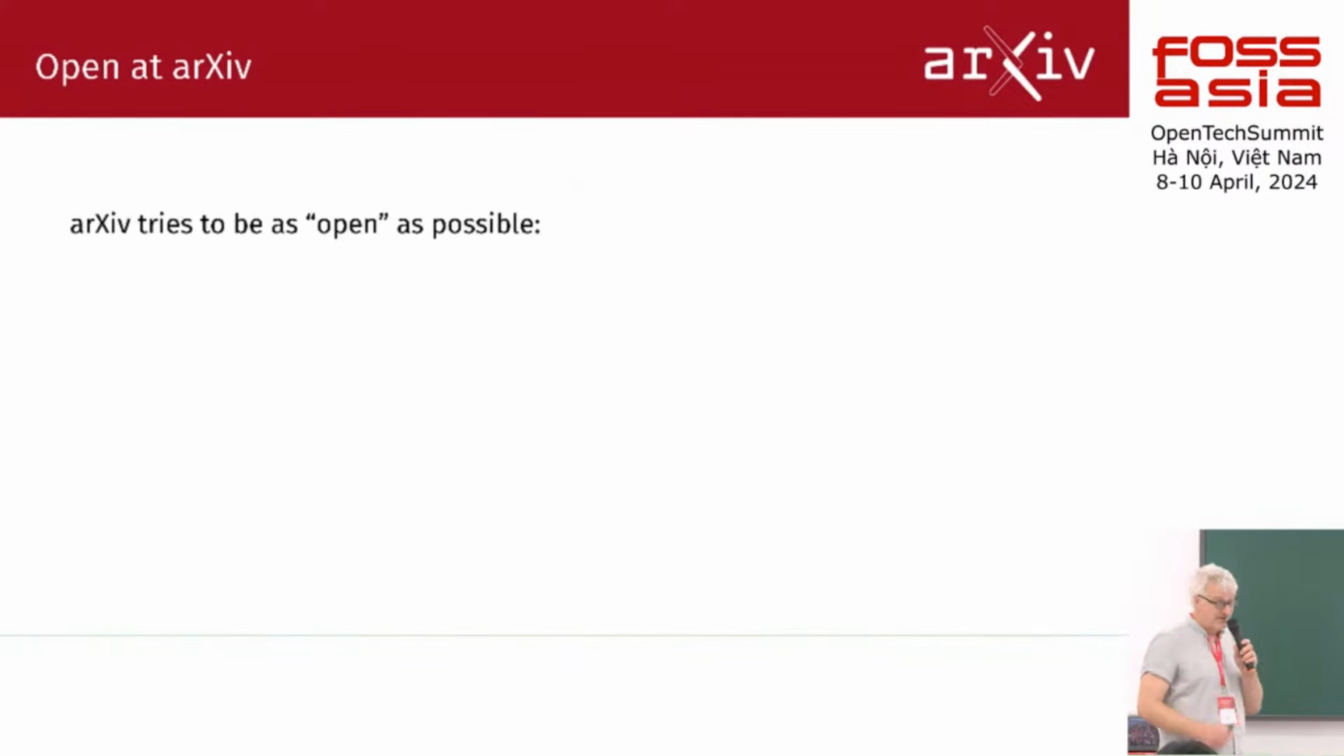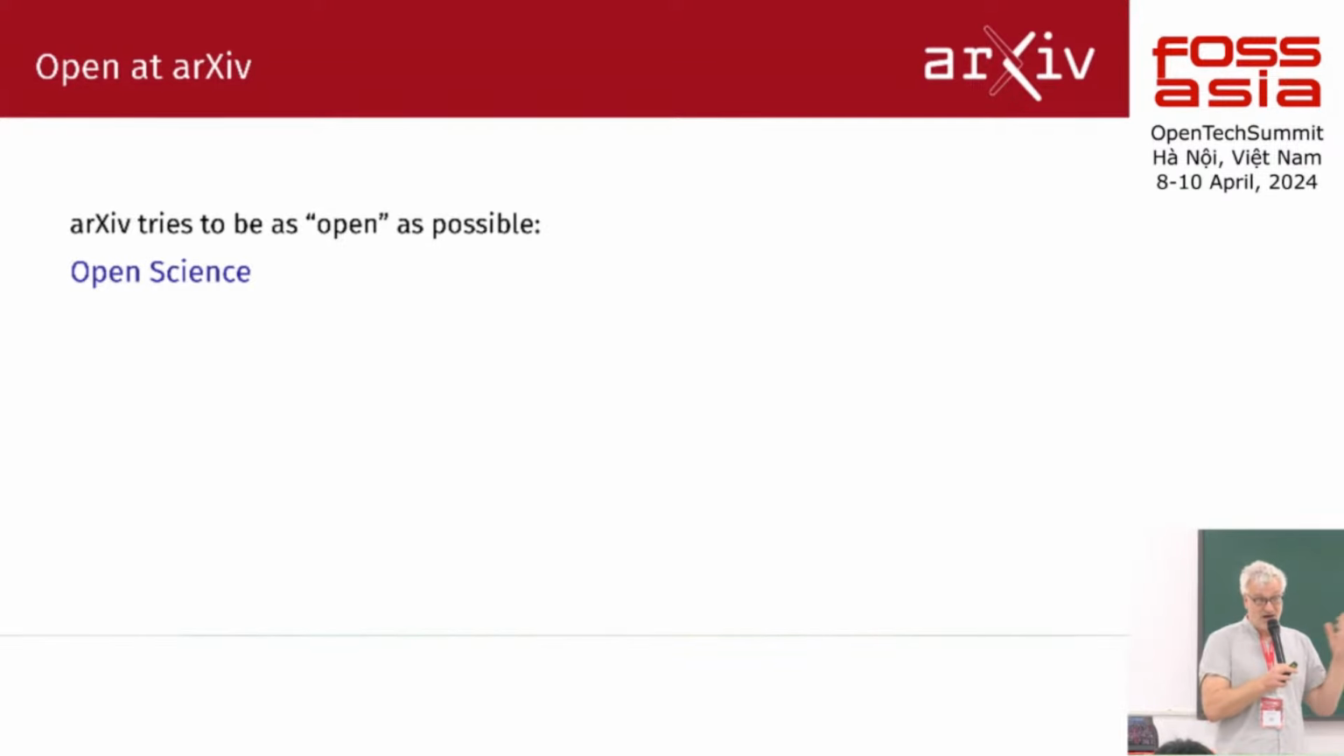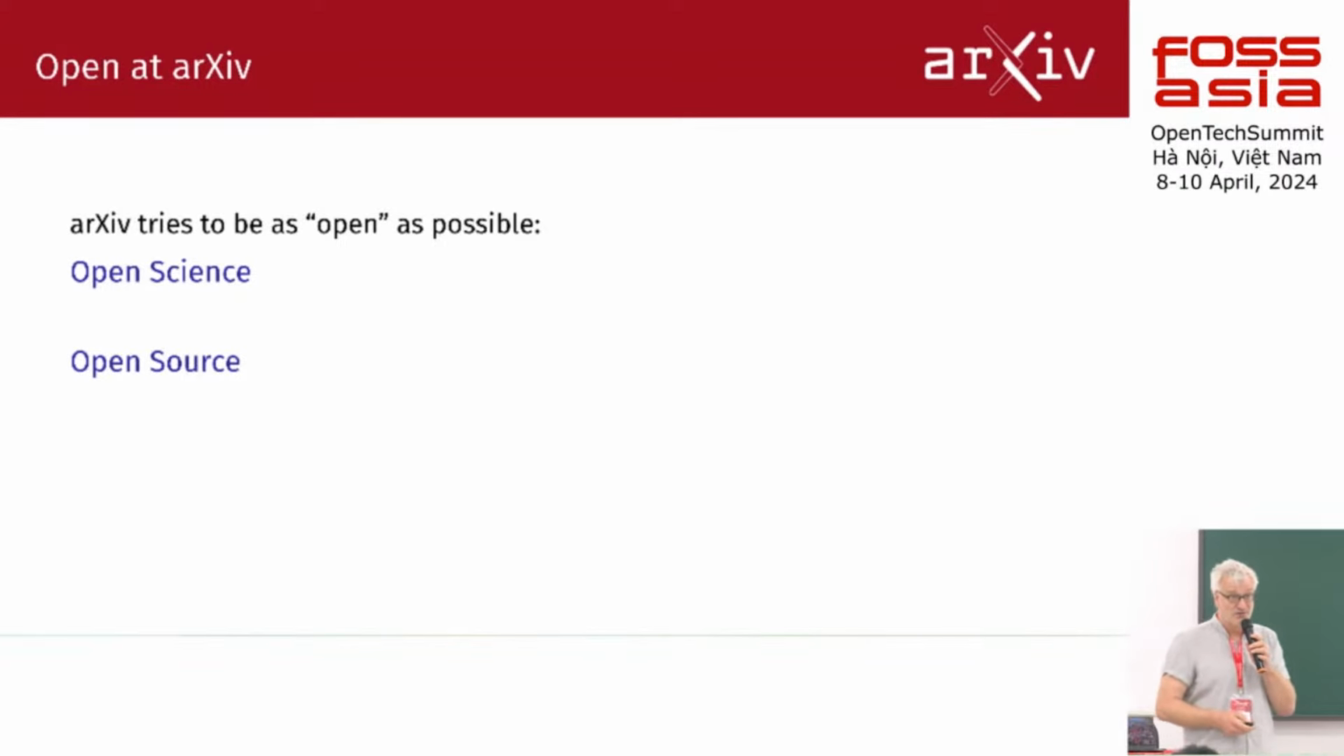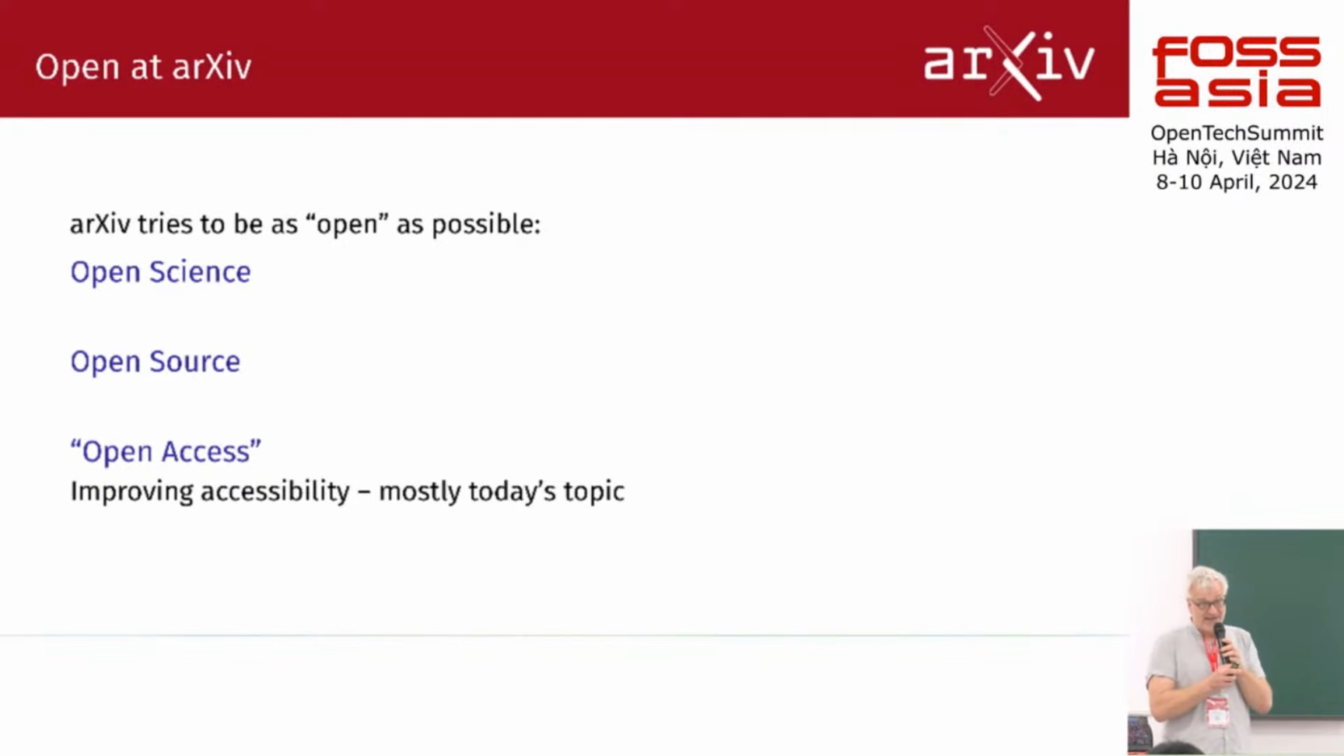So open at arXiv. It's actually not only what I will discuss today. We have several things. First of all, it's open science. If you are somehow in science, in academia, you probably heard the discussion about open science. Then open source. We use a lot of open source and we provide open source solutions. And open access, in quotation marks, because open access is often related to open science.